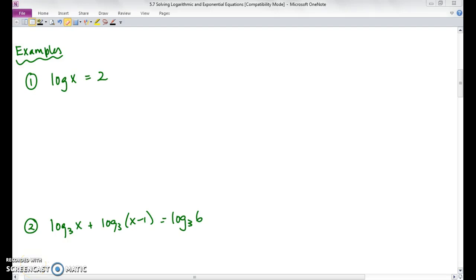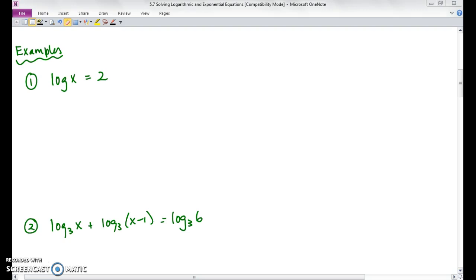All right. So the very first example that we're going to try is log x equals 2. And we're going to solve this one for x. Okay? How many of you can just look at it and see what x has to be? Does anyone know what x has to be?